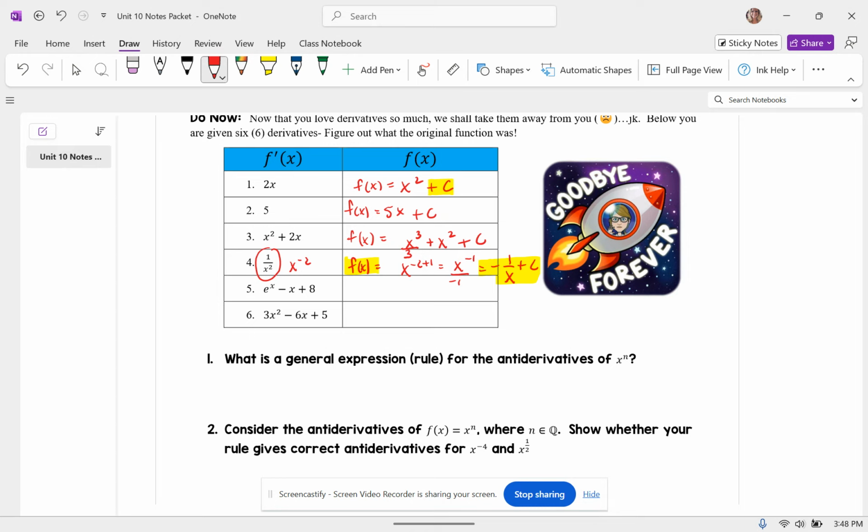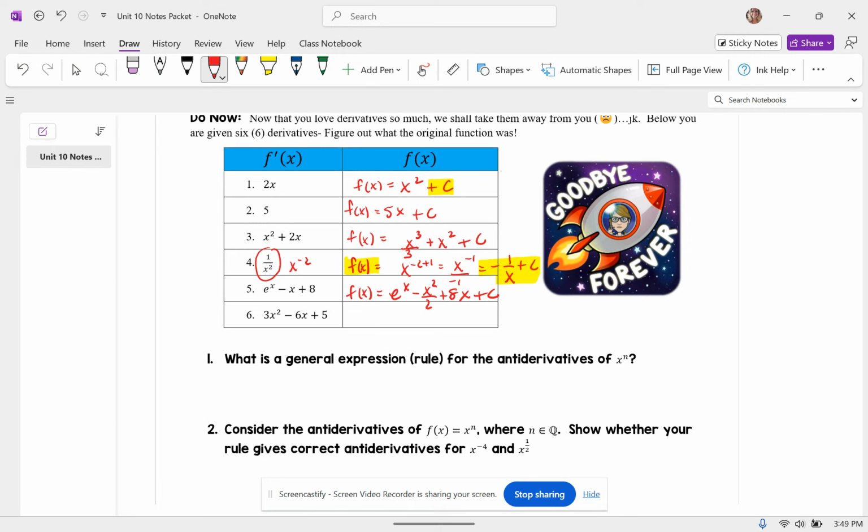So for number 5, if I'm trying to think of the original, well, I know that the derivative of e to the x is e to the x, so that guy had to have been an e to the x. And then when I take the derivative of an x squared, I'm going to get a plain old x. But if I drop that 2 down in the front, there should be a 2 out there. So if there's no 2 out there, it means I started with a 2 out front. So I would have something like this. And then the 8 would get an x tacked on, and we would have a plus c.